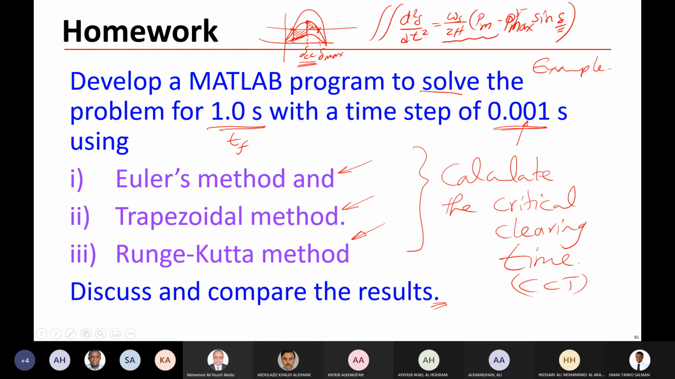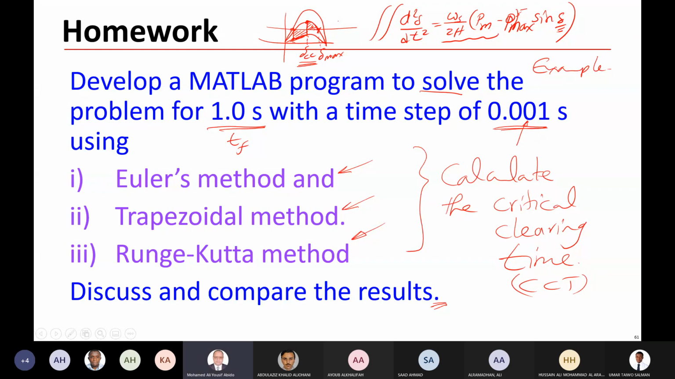Otherwise, we cannot. So let me check Saab if he has an idea how to calculate the critical clearing time. Yes, Doctor. If you're using MATLAB, we can just sweep the time for fault clearance. We can use different times for fault clearance, and we can determine the critical clearing time from that. Yes, you are absolutely right. You can do this.